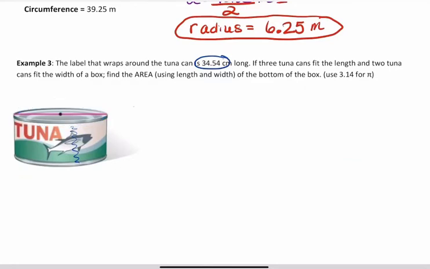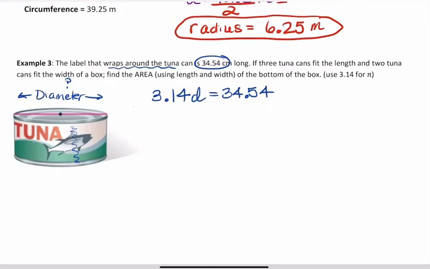All right, so let's figure out this diameter. We want to know what this diameter is. That's the big question that we need to figure out. So we're going to solve it the way we've been solving the other problems. So we've got 34.54, and I'm going to use D again, and we're going to make that equal to the circumference, which again, it doesn't use the word circumference. It just says that the label wraps around the tuna can.